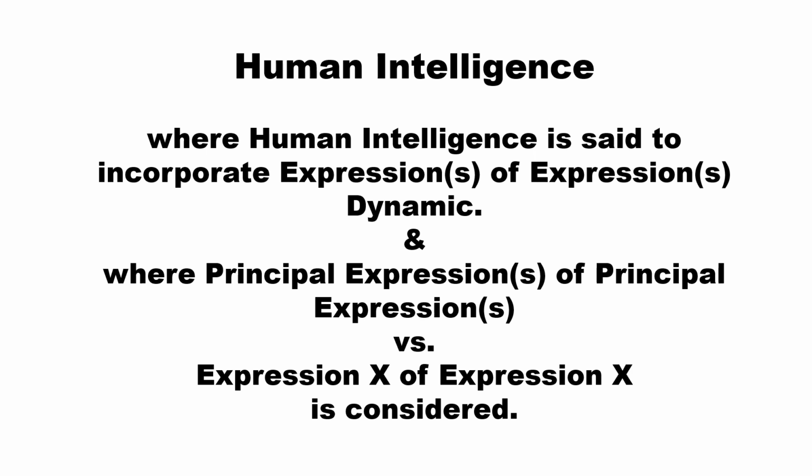The Greeks long ago said we had what was called intelligence, human intelligence. They didn't talk expressibility of principal and/or pseudo domains, but here's how I interpret the intelligence we've been familiar with. Human intelligence is said to incorporate expressions of expressions dynamic, where principal expressions of principal expressions versus some expression of some expression X is considered.